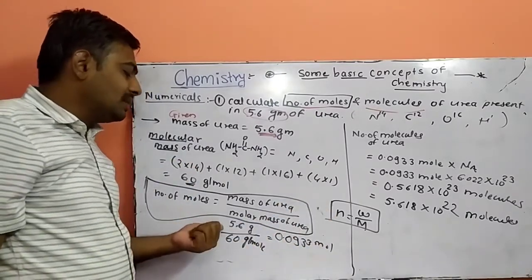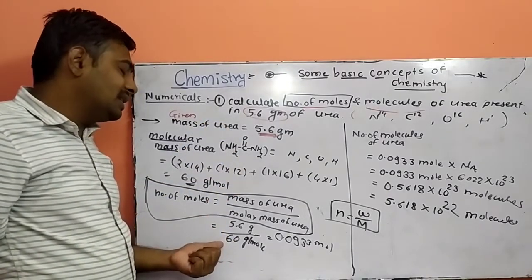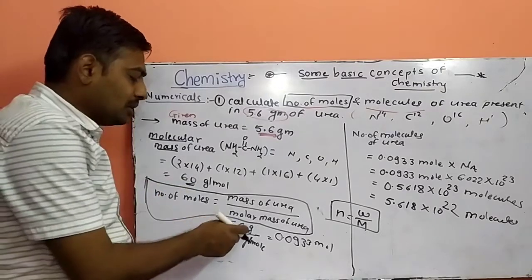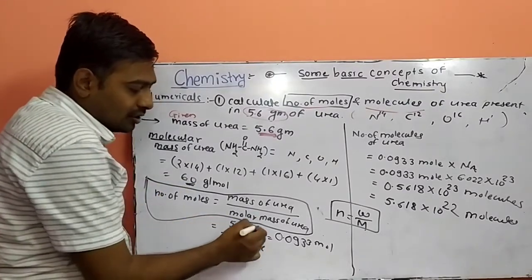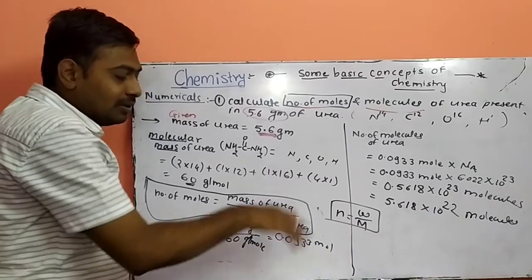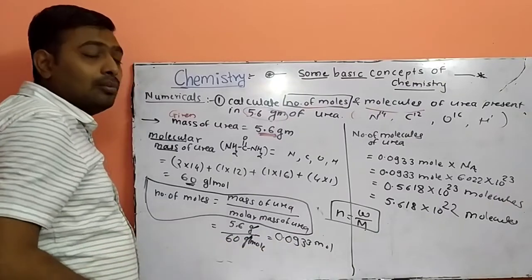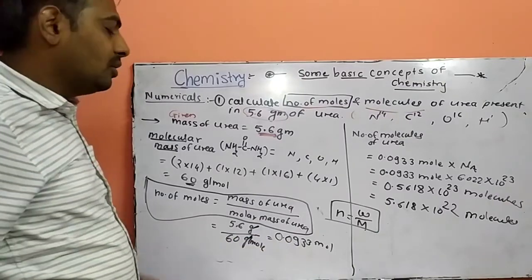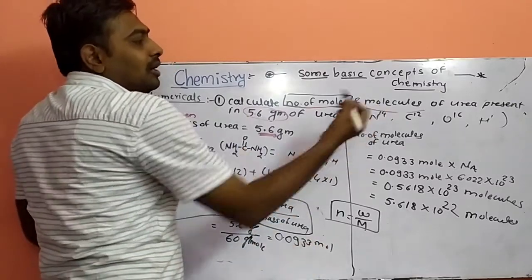What is the mass? 5.6, that is given. And what is the molecular mass? 60, that we calculated. So 5.6 upon 60 gram per mole. The gram gets cancelled and mole shifts to the upper side. You will get 0.0933 mole. So 0.0933 mole is the answer.